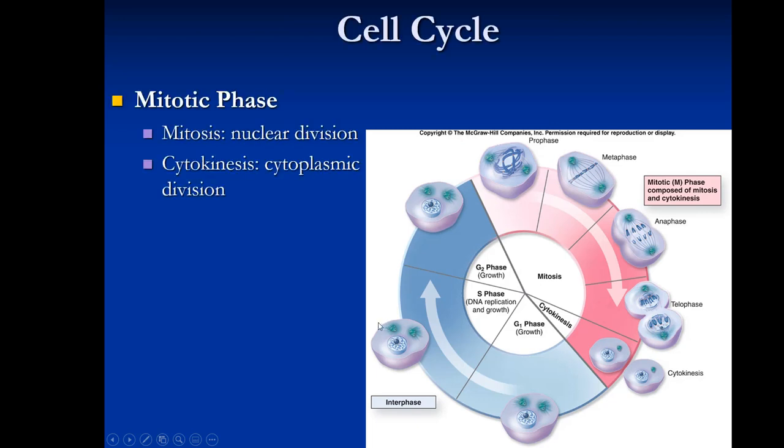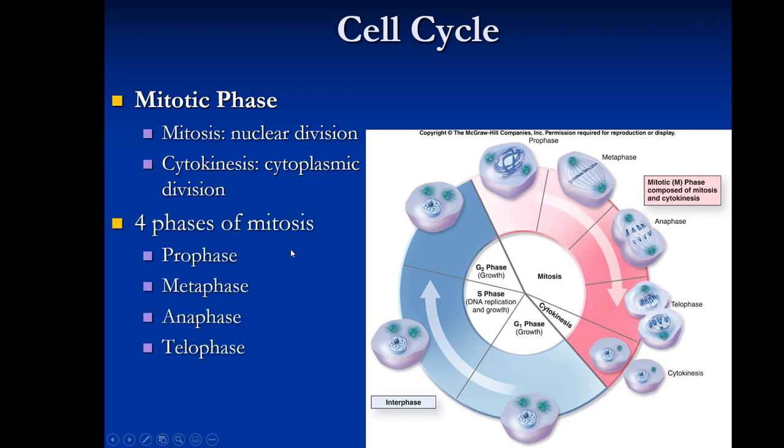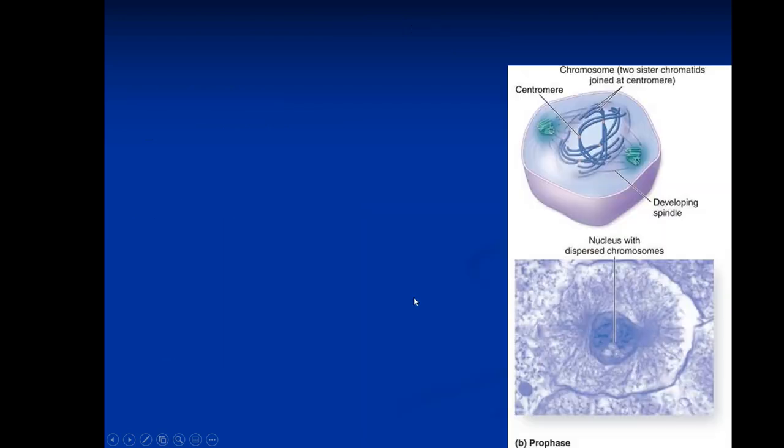So then we go into the mitotic phase, which consists of division of the nucleus, which is called mitosis, and division of the cytoplasm, which is called cytokinesis. And then the four phases of mitosis we'll spend some time on: prophase, metaphase, anaphase, telophase. We'll go through those in some detail, but this is basically the process by which the cell actually divides. So splitting of the nucleus and then splitting of the cytoplasm.